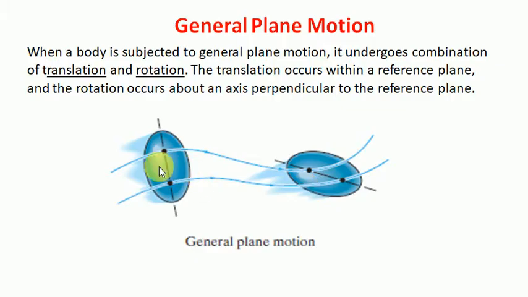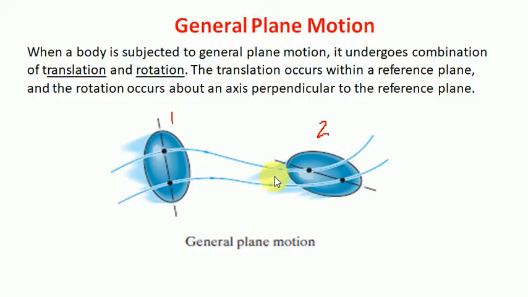So in this case we can see this is position 1 of the body and this one is position 2. Now suppose there is rotation about this axis. The body is undergoing pure rotation. Now when it is moving from 1 to 2, we can see the axis about which it was rotating has also changed its position. That means the body is rotating as well as it is translating in some direction. So this is how we can observe general plane motion in any body.